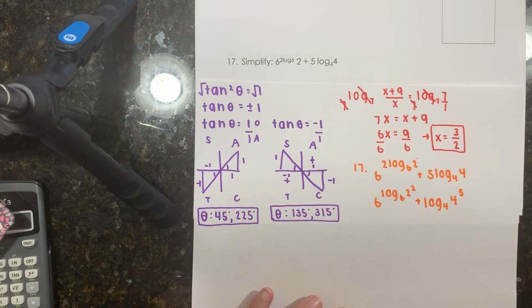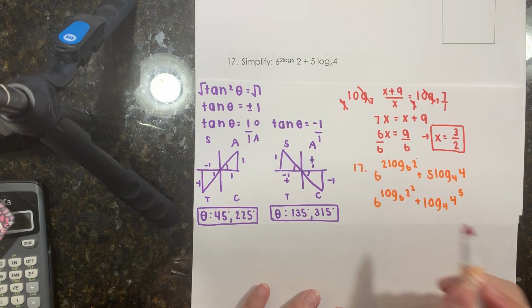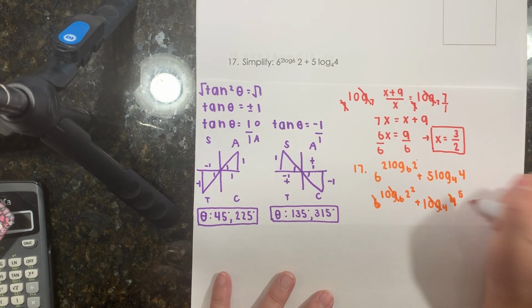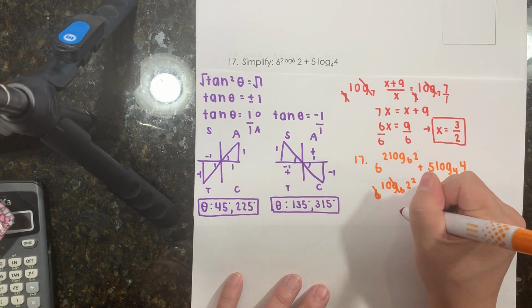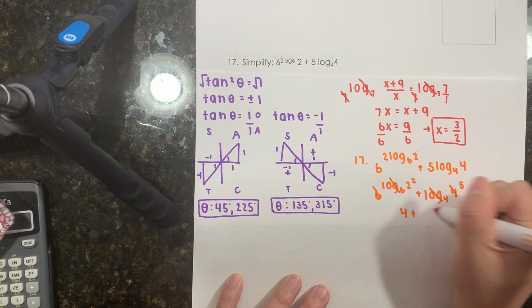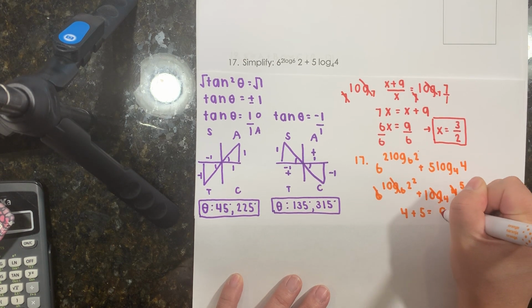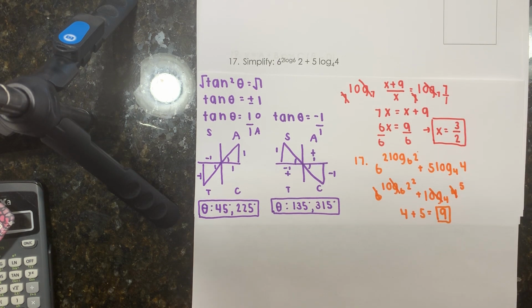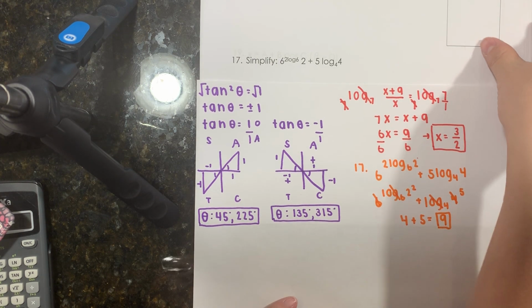Now if my log's base is the same as the log's exponent base, those actually cancel, as well as this log is going to cancel. So I have 2 squared, which is 4, plus 5. So my result is 9. So the laws of logarithms do apply to your exponents. That is something you do need to know.